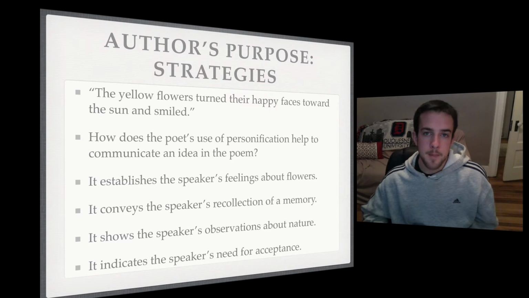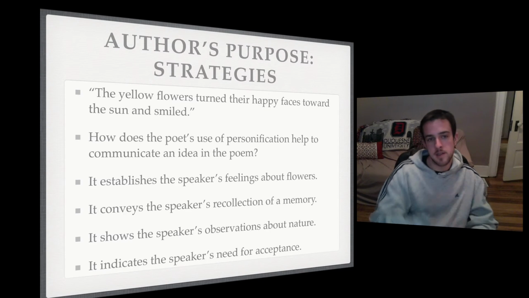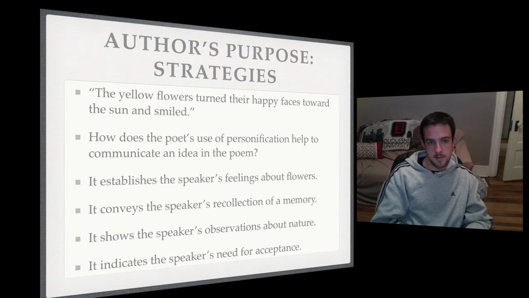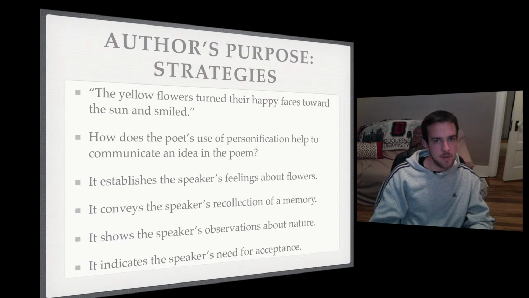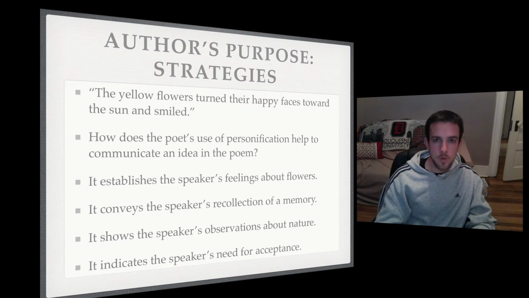Here's another one. How does the author use strategies to help get his or her purpose across? This question, they give you a quote here. The yellow flowers turned their happy faces towards the sun and smiled. How does the poet's use of personification help to communicate an idea in the poem? Well, reading over these 4 choices, any of them can work if I haven't read the poem. You have to go back to the poem, figure out what's the overall message, and then take a look at that question, take a look at that statement, and answer the question. Remember, use the whole poem.